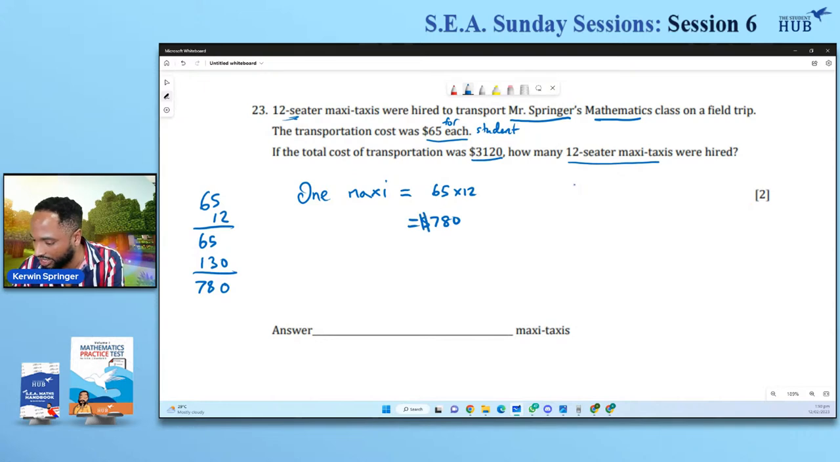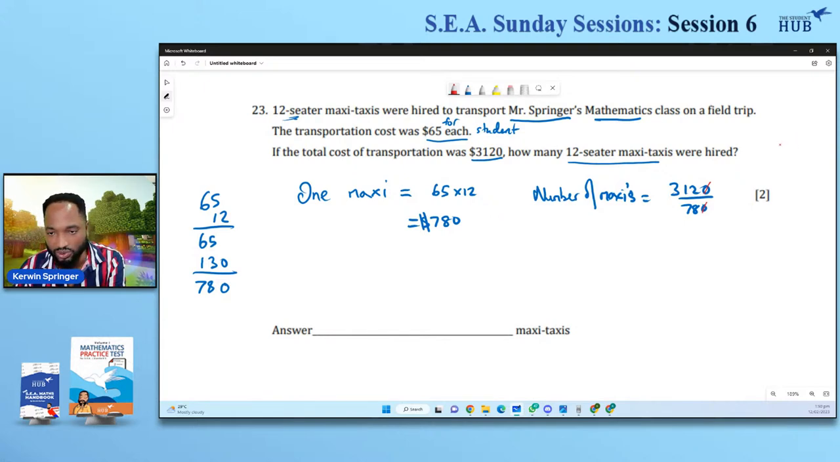And if I need to find how many maxis were hired, the number of maxis, I would say the total transport cost divided by the 780. So this will quickly cancel. Maybe I'm not seeing anything that can divide here. So I may say 2. 2 can go into 7, 3 times remainder 1, and I get 39 here. 39 means maybe a 13 happening here somewhere.